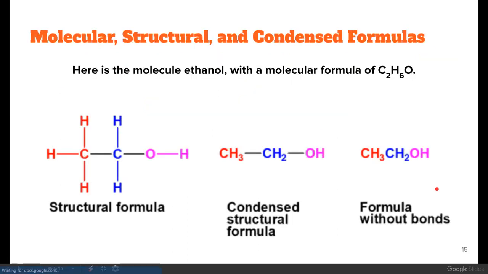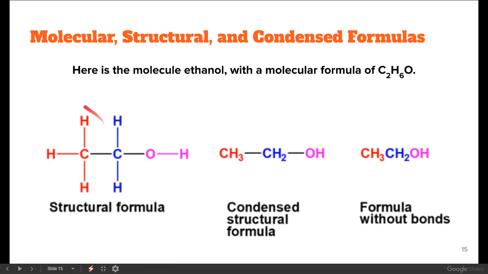We'll see. All right, so let's talk about different structural, condensed structural formulas, and even formulas without bonds. So let's look. This is ethanol. Ethanol's got two carbons in it. That's why it's eth. And if you look at it, this is just CH3CH2OH right there. No crazy. This is the molecular formula right here, C2H6O. If I was to write it out, this is what it would look like. And that's the structural formula.